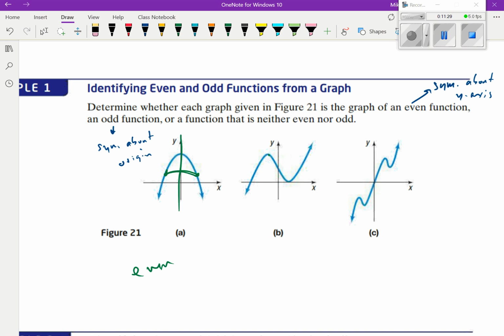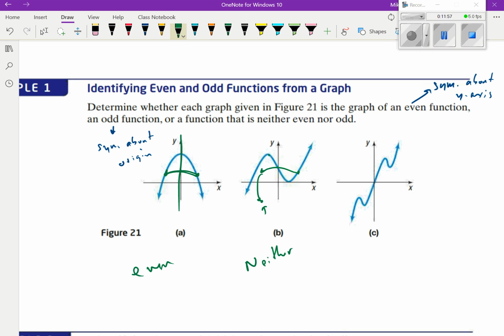Might take a look and see if it's symmetrical about the origin. So if I take a point here, symmetrical about the origin, then I should be able to flip it over the y-axis, then also flip it over the x-axis. So if it was symmetrical over the origin, I should have a point down here, which I do not. So since it's not symmetrical over the y-axis, and it's not symmetrical over the origin, then this graph here is neither even or odd. It's neither one of those.